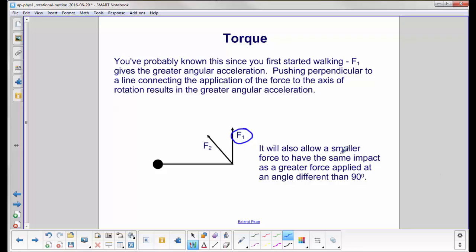It will also allow a smaller force to have the same impact as a greater force applied at an angle different from 90. So if you can do a force F2, and that will open the door, we'll show a little bit later that if you didn't push it at that angle but pushed it 90 degrees, you could use a much smaller force to get the same result. So there's something here about the perpendicular nature of the force which gives you a greater torque.